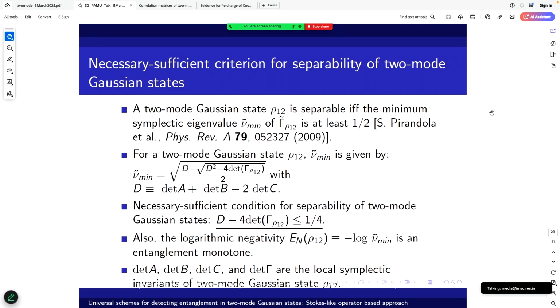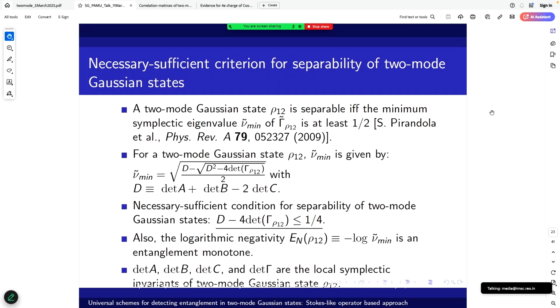And you can also figure out that if I look at the negativity, what is negativity? Negativity is that you take the partial transposition of rho 1 2 and then figure out the negative eigenvalues, take the magnitudes of those negative eigenvalues and add them. That will give rise to this negativity of rho 1 2. This is also an entanglement monotone, it is not a good measure of entanglement, but that is okay. And you can figure out that this is nothing but minus log of nu, the minimum symplectic eigenvalue, and you can treat it as a kind of entanglement measure, not a good measure.